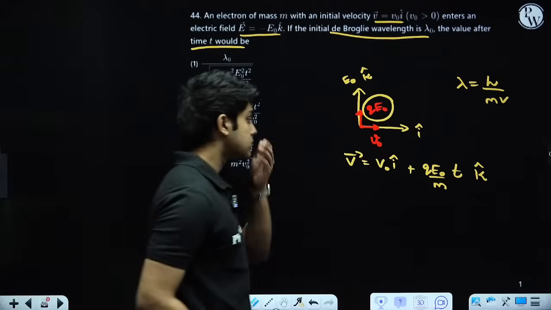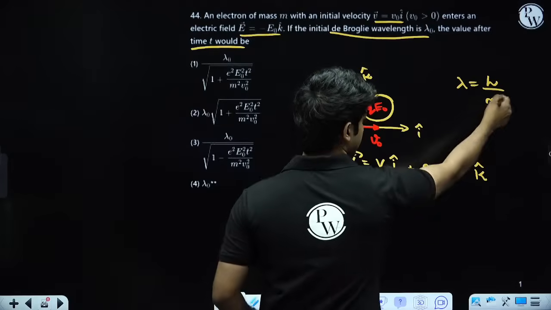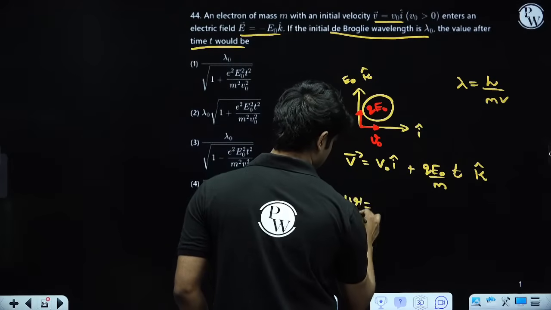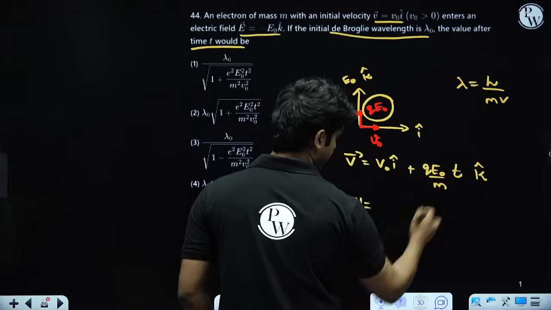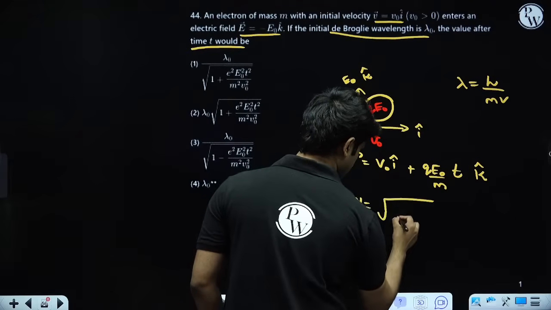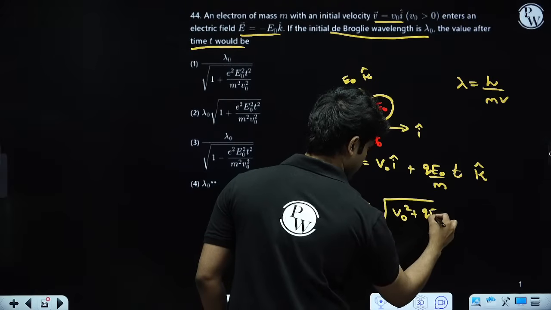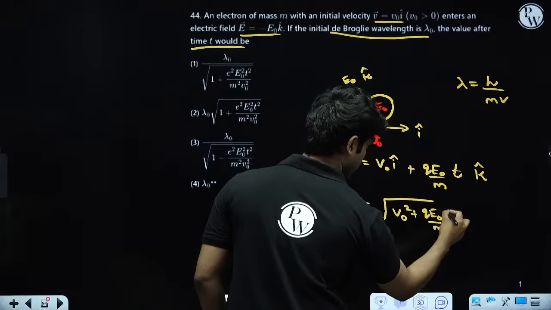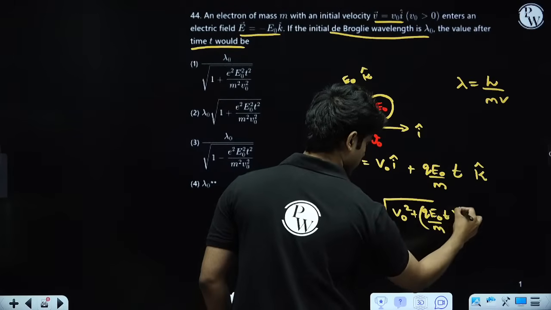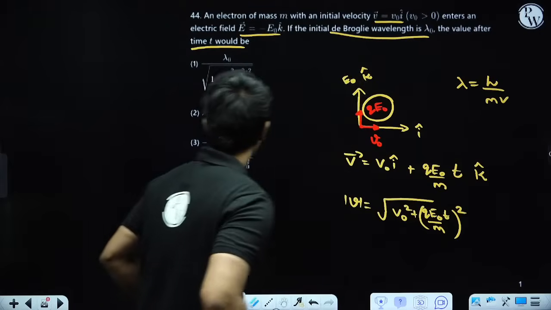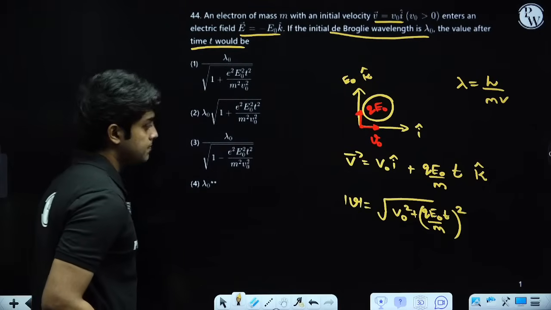Okay. So here we'll have to substitute the speed. So the speed will be, so this is i and k, so square root of v naught square plus q E naught by m into t, the whole squared. Okay, so now we'll just have to substitute this v over here. That will give you the answer.